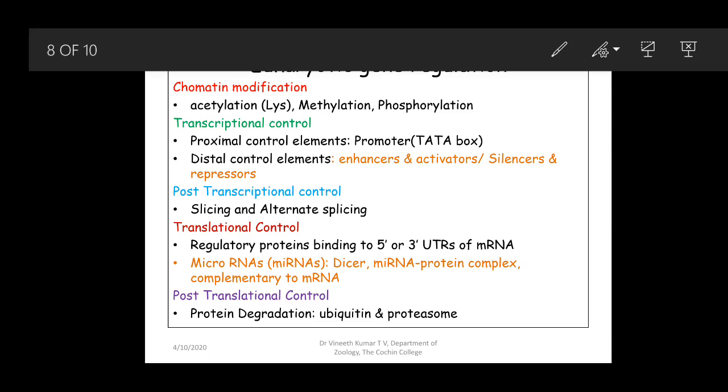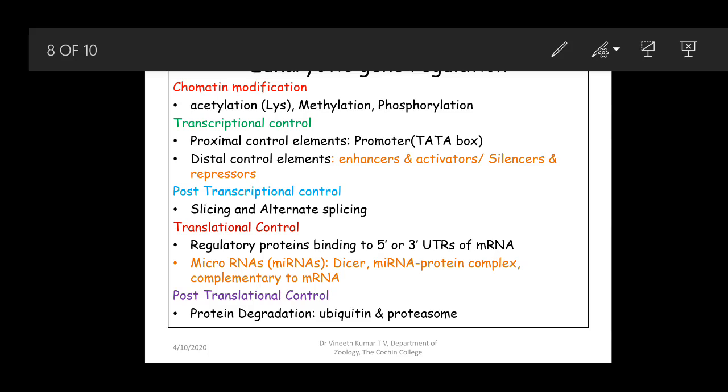A mature mRNA is to be formed. The mRNA which is formed directly, which is being transcribed, contains two sets of sequences. They are called exons and introns. Introns are intervening sequences. These introns should be removed. When introns are removed and exons are joined, you get a complete mRNA.